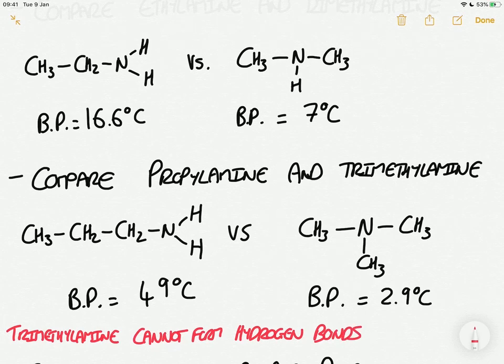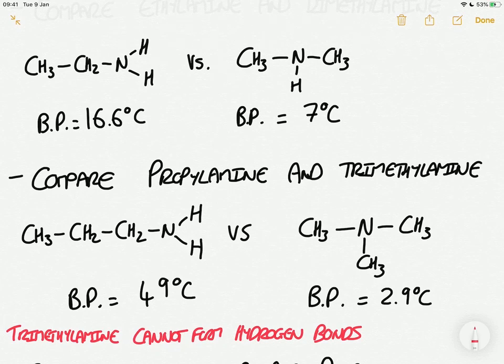This is something that I often reinforce simply because people very, very frequently forget about the idea that you need to have a hydrogen attached to the nitrogen or the oxygen or the fluorine in a molecule for it to be able to form hydrogen bonds. It's not enough just to spot an N or an O or an F. You have to spot an NH, an OH, or an FH.